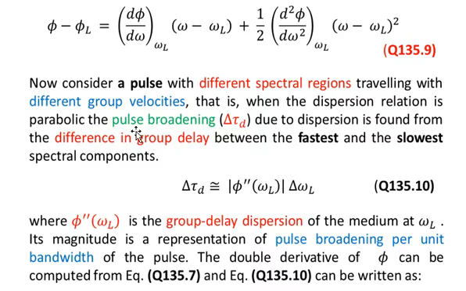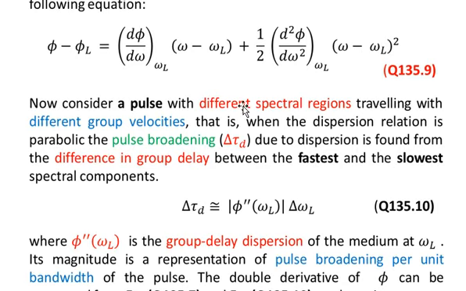That is, when the dispersion relationship is parabolic, the pulse broadening... you see that this dispersion relation that we have written in equation number 9 is of the parabolic form. So when the dispersion relation is parabolic, the pulse broadening, which we can write as delta tau d, because when the pulse travels with different group velocities, the resulting pulse will of course be broadened. Here we are talking about the pulse broadening by the factor delta tau d due to the dispersion, found from the difference in group delay between the fastest and the slowest spectral components. So the pulse broadening delta tau d can be defined approximately to be the mod value of the double derivative at omega L multiplied by delta omega L.